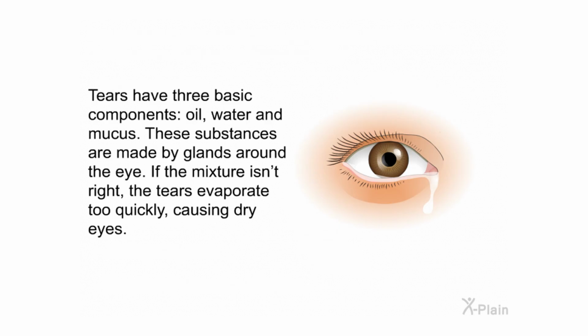Tears have 3 basic components: oil, water, and mucus. These substances are made by glands around the eye. If the mixture isn't right, the tears evaporate too quickly, causing dry eyes.